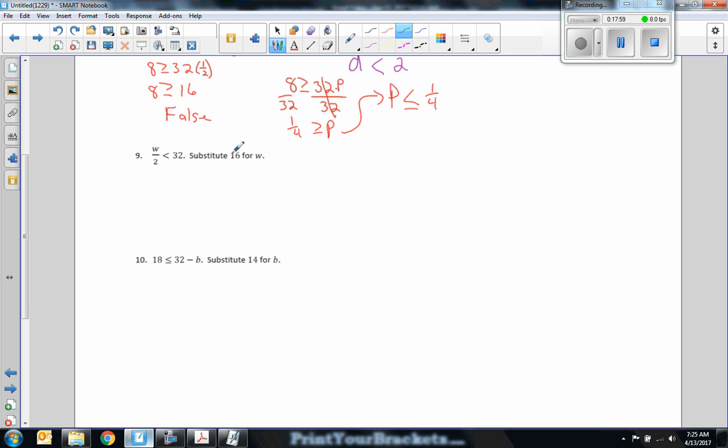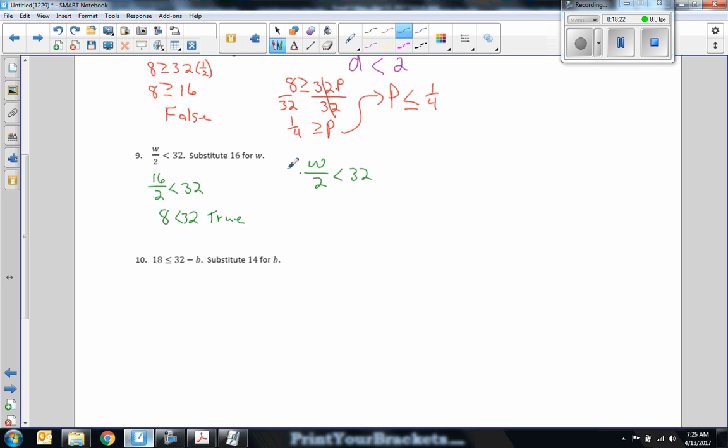Okay, number 9. Substitute in 16 for w. Simplify. 16 divided by 2 is 8. That is a true statement. 8 is definitely less than 32. So let's find a false statement. I want to solve for w.